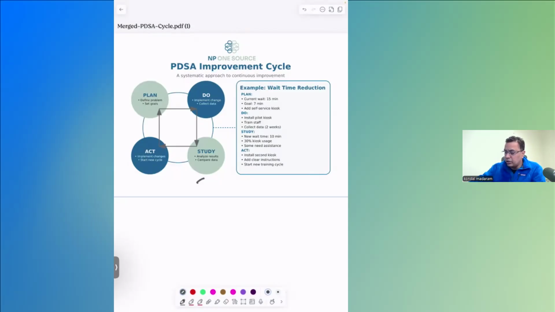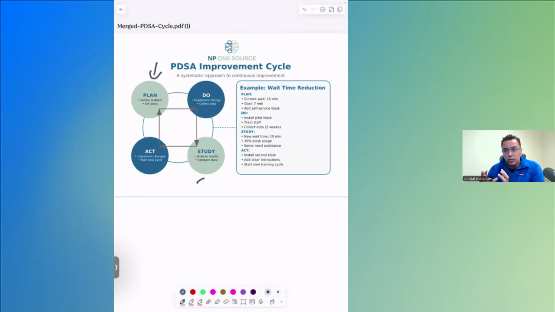So there are four stages in this process. One is the plan stage. In the plan stage, you define a problem, in this case, let's say no-show rate is the defined problem, and set clear goals. So how do you want to improve the no-show rate? Then the next stage is the do stage, where you implement the changes on a small scale and collect relevant data. In the study stage, you analyze the data and compare it to your original goals. When you were starting the process, what was your original goal?